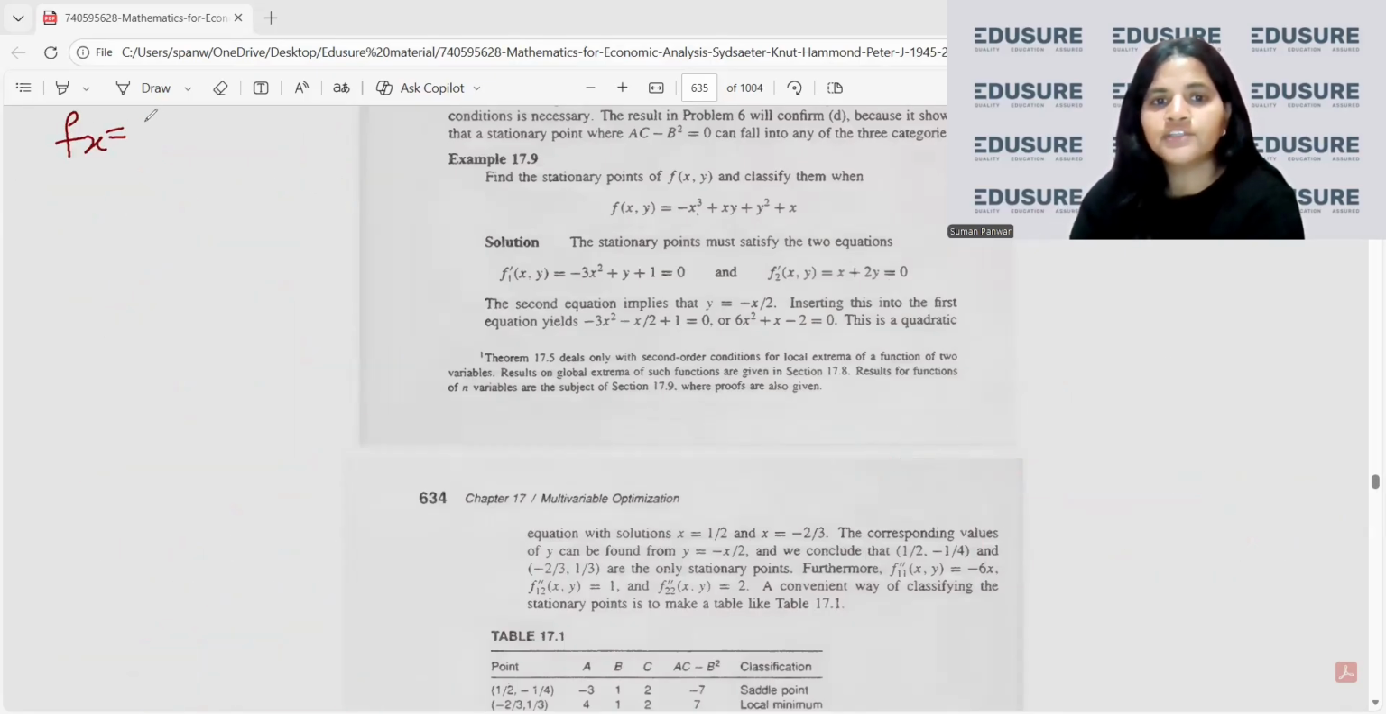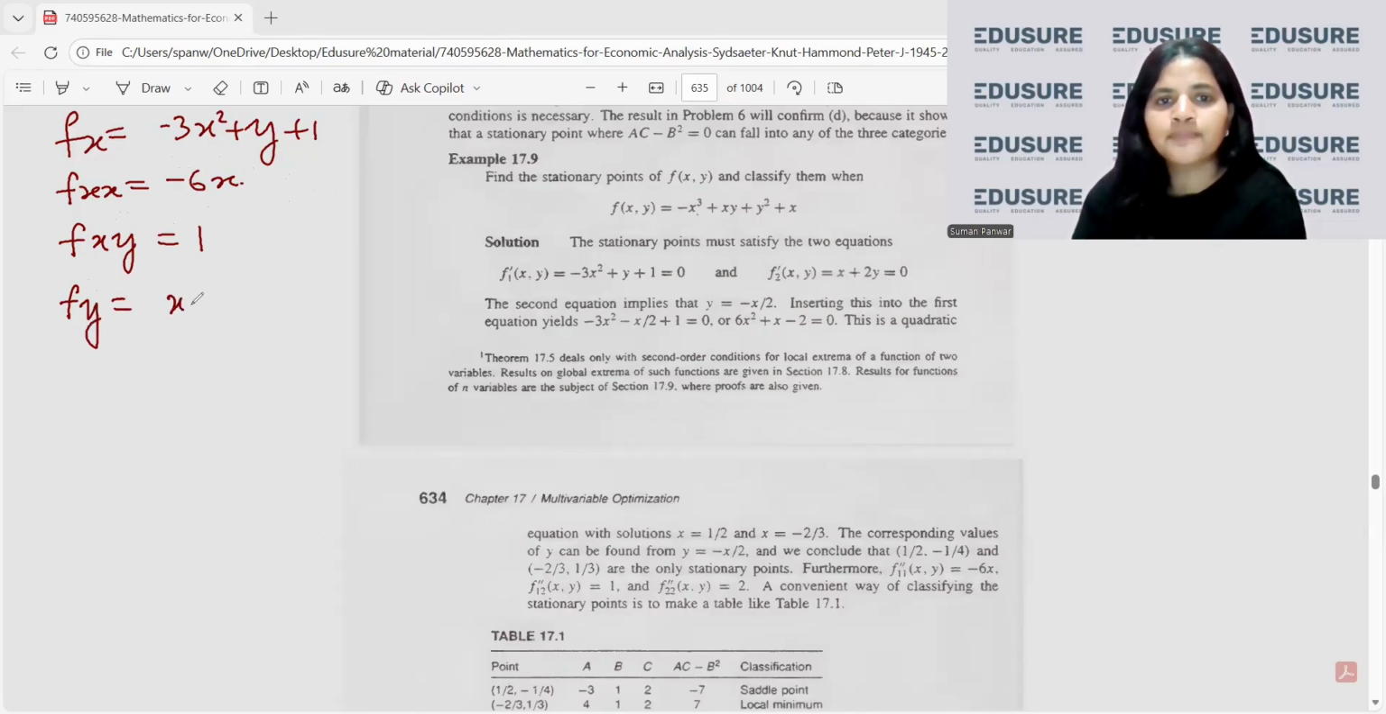Let's go back to the first order derivative of f with respect to x, which is -3x² + y + 1. If I calculate the second order derivative with respect to x, it is going to be -6x. The second order derivative with respect to y should be 1. And if I calculate fy once more, fy was x + 2y, so fyy is 2.